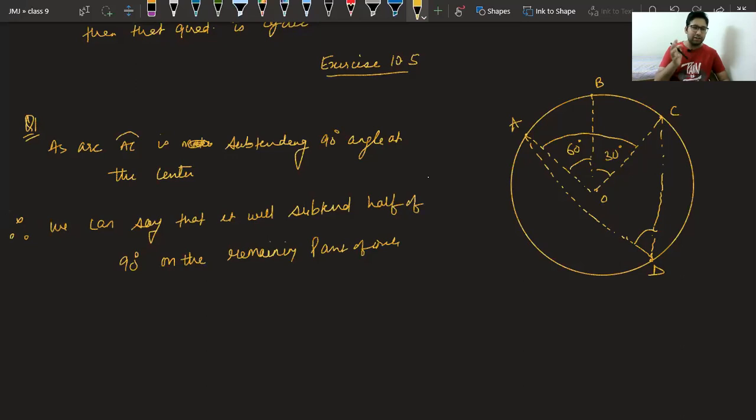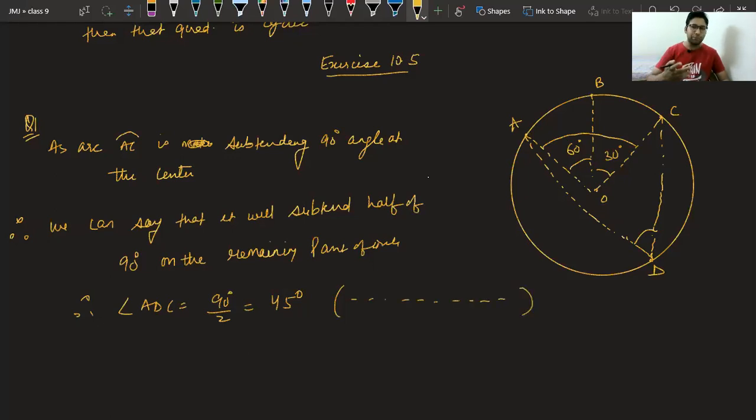Actually, it was not needed. I don't know why I have written this. You can just write the complete theorem, and it is okay. You can just say like this. So therefore, angle ADC is equal to 90 degrees upon 2, which is 45 degrees, by this theorem.